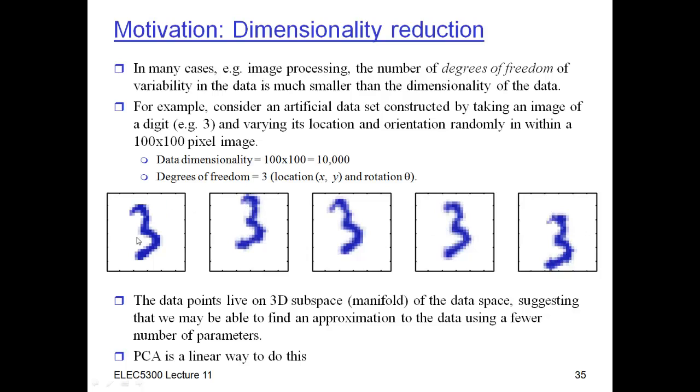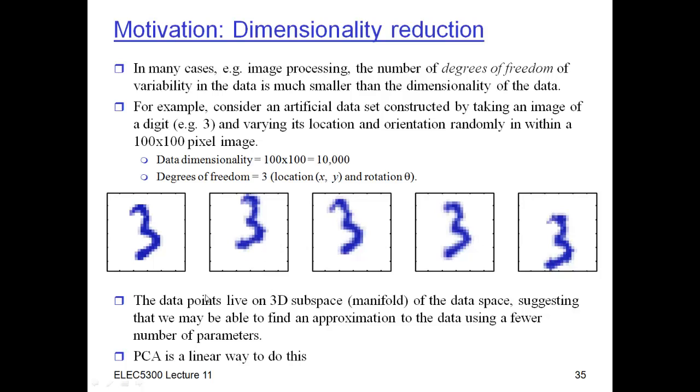The only difference is I've moved it up, let's say, or moved it down, or rotated it a little bit to the left or a lot to the left. And so really all I have to say is, well, I have a 3, and to specify which one of these images it is, I can just tell you where the center of the 3 is, the XY location, and how much I rotated it by, theta, right? So even though my data is a 10,000 dimensional image, actually there's only kind of 3 degrees of freedom.